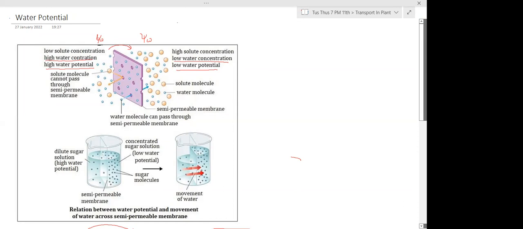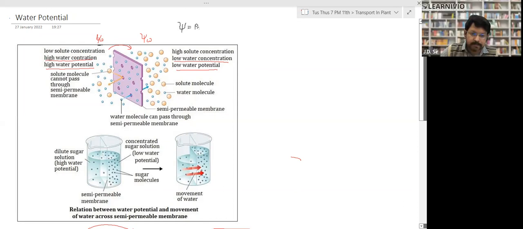So this symbol is called psi, and psi w is the symbol which represents water potential. Now what is water potential? This is the maximum free energy of water molecules. It means water potential is the free energy of pure water molecules.